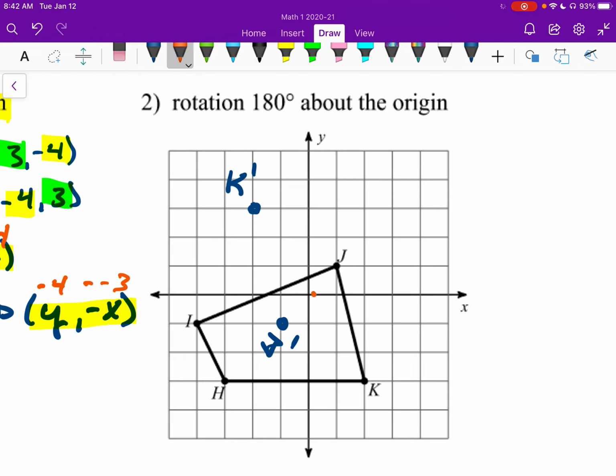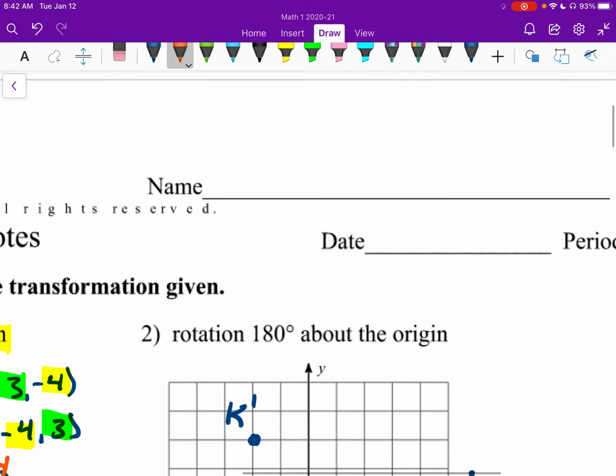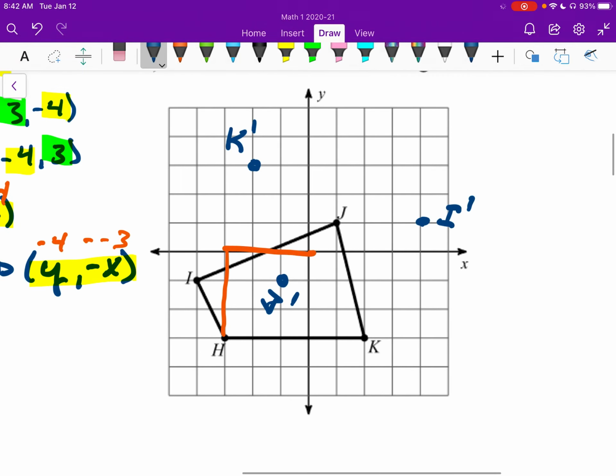For I, I go over and down, and we rotate once, and it would be kind of vertical, and then again we'd go over here and up there, and here would be our I prime. Lastly, I have H, so I go over and down here. It's over 3, down 3. So whenever I finish up, it should be right there. That's going to be H prime. We can connect our dots, and we'll have our new shape that's rotated.